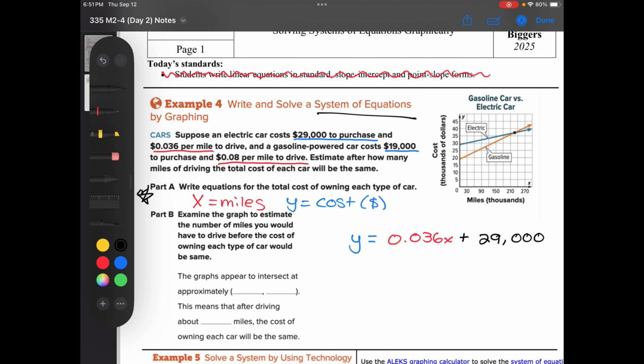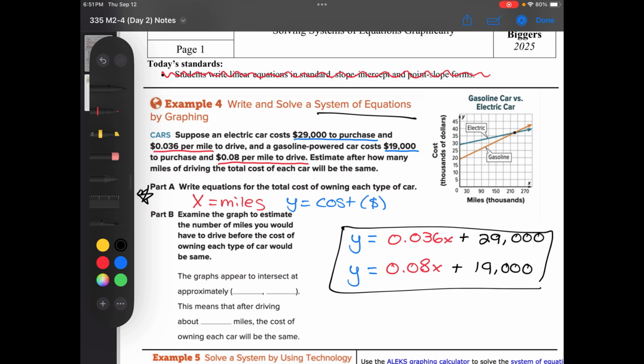In the same sense, the equation for the gas car is going to be the cost is equal to 8 cents per mile to drive this car, plus the initial cost of the car, which was $19,000. These are your system of equations, and that's how you can write it. They went ahead and graphed those systems for us and found that point of intersection.